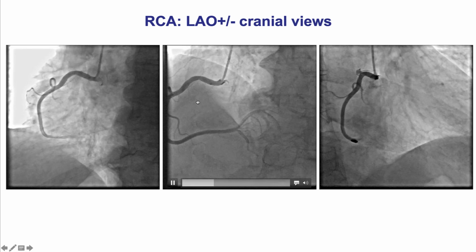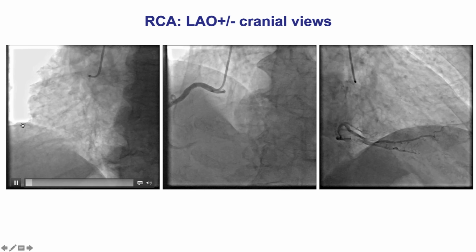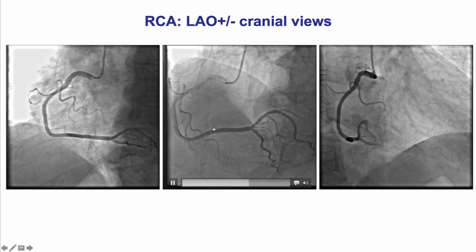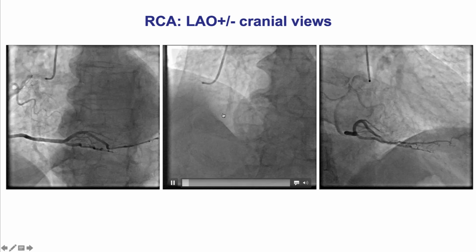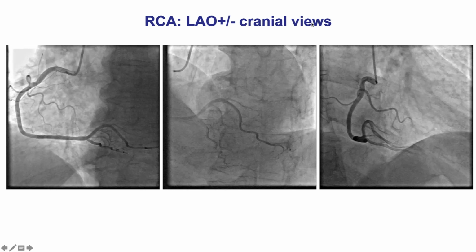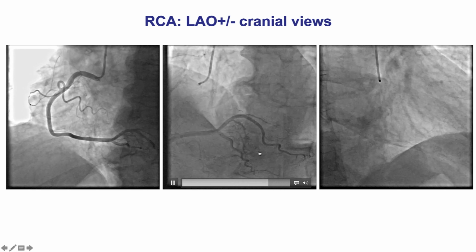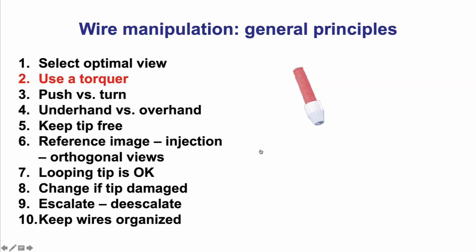When it comes to the right coronary artery, for wiring through the proximal, mid, and distal segment, the LAO view works great. But when it comes to navigating to the PDA or the posterolateral, adding cranial angulation in an LAO cranial or AP cranial view provides the best chance for advancing the wire through those branches.